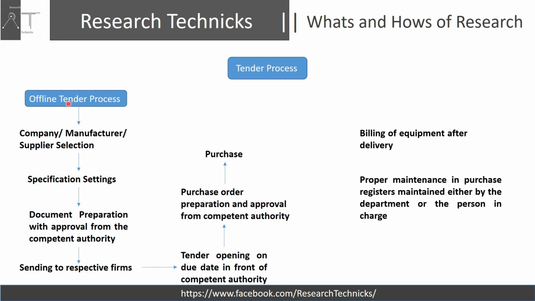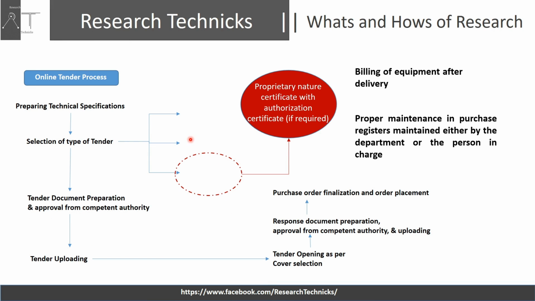So yes, this is the offline tendering process, as simple as that. Now next will come the online tendering process. Now the tender normally is of 3 types: open, limited or single. So what I said earlier, normally in offline tender we go for limited.